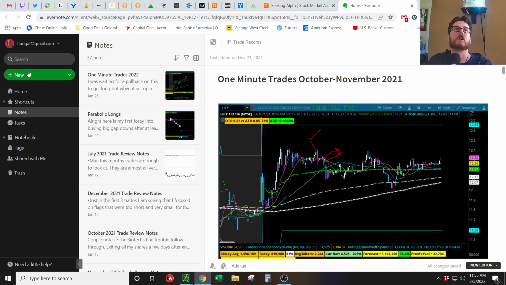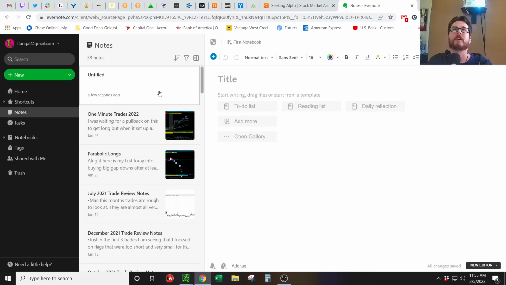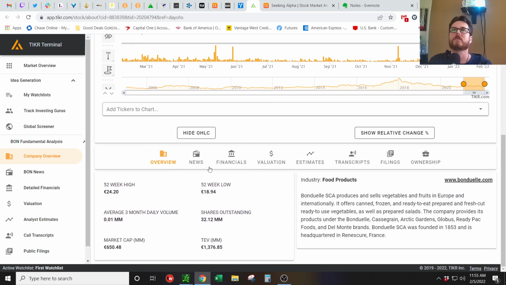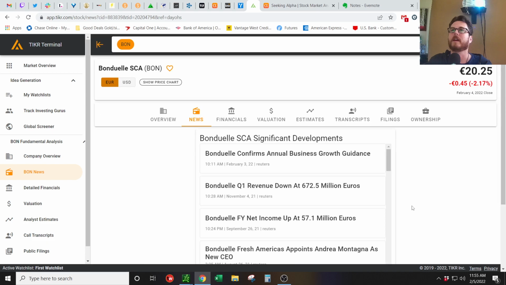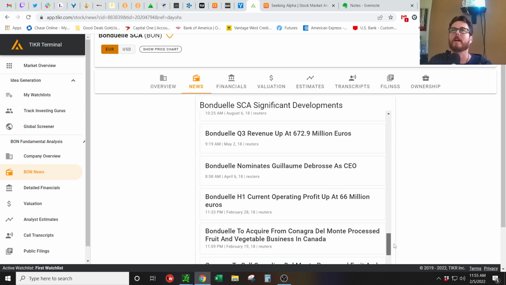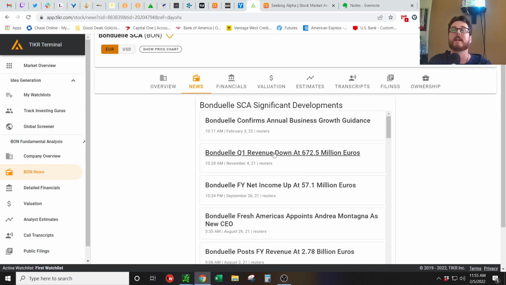We're going to do a new note in Evernote. So we're going to use Evernote to take screenshots and write notes and key observations. We're going to use this ticker terminal, TIKR, which is awesome for news. So you can go to news here, and they have these significant developments that go back quite a ways. So we're going to use that to find out news.